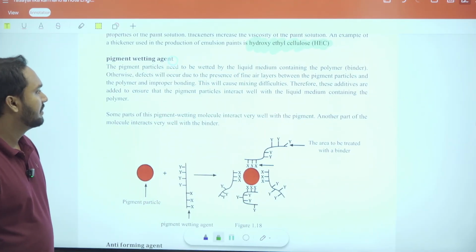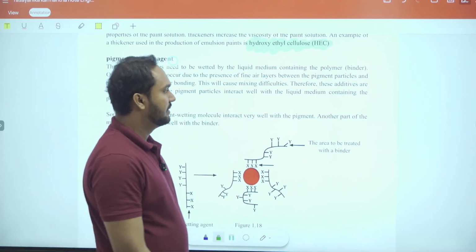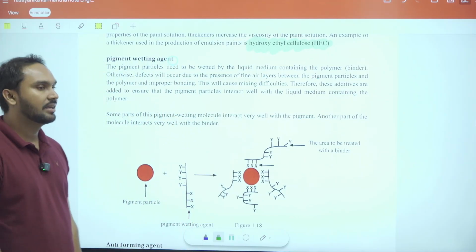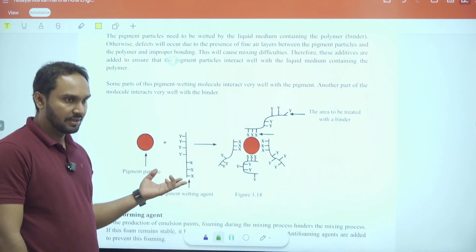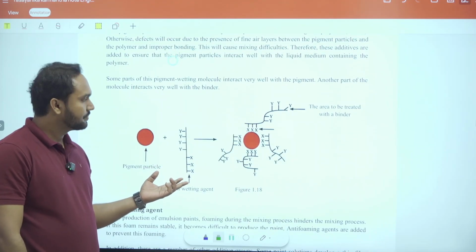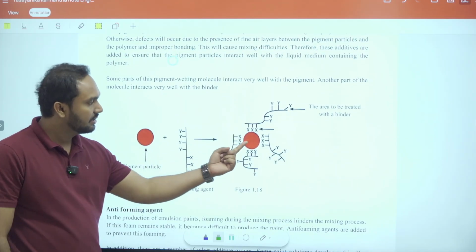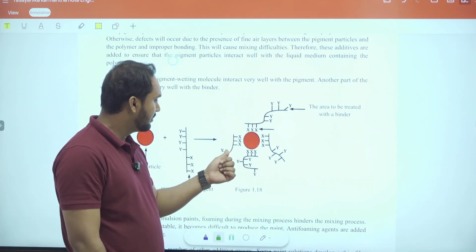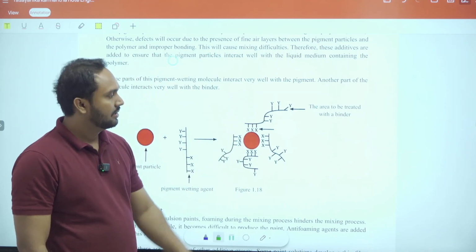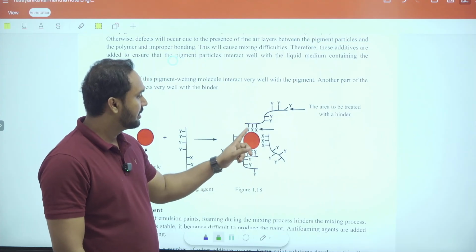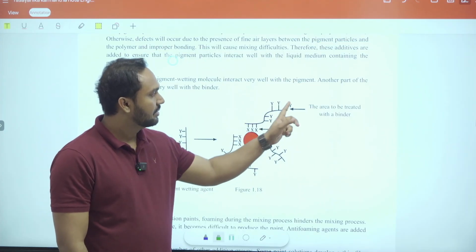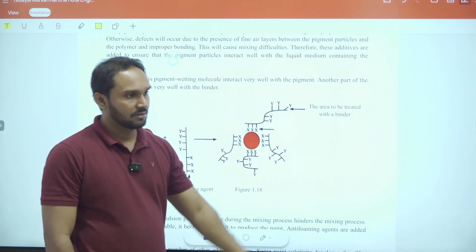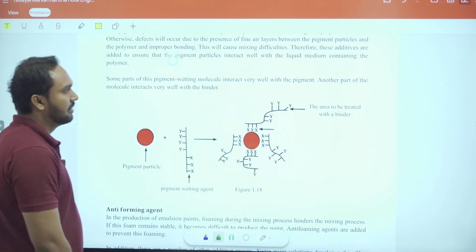Some parts of the pigment wetting molecule interact very well with the pigment. Another part of the molecule interacts very well with the binder. It's like the soap. Can you remember? So it has two parts. One is reacting with the pigment. The other part is reacting with the binder. See? Now, the X parts are reacting with the pigment. The Y parts are reacting with the binder.